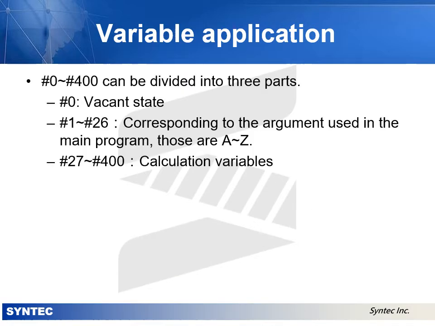Coordinate variables can be divided into 3 parts. The first one is number 0. It means the vacant state, not a numeric value. It is used to judge whether variables are vacant or not.